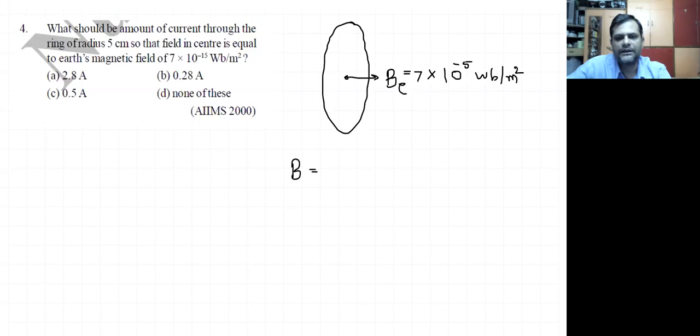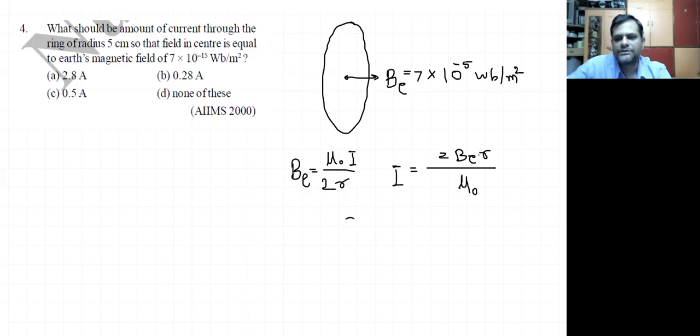We have the formula for the ring, mu naught I upon 2r, which is the formula for magnetic induction. And we want to find out the current through the coil so that the magnetic field at the center will be the same as the magnetic field due to the Earth. So we want this to be BE here. That means current can be rearranged here. So current can be found out by 2 BE into R upon mu naught. That's it.